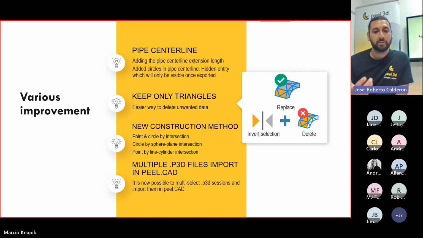We have circle by sphere plane intersection, and point by line and cylinder intersection. So those are new little ways of constructing points, circles, and other points.